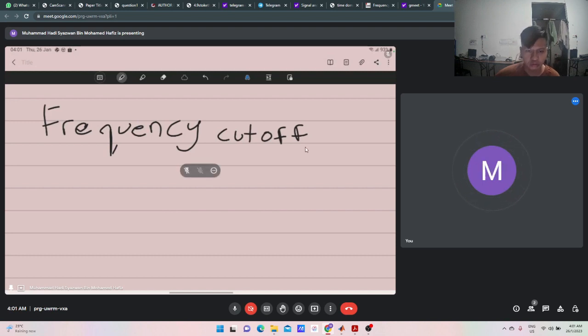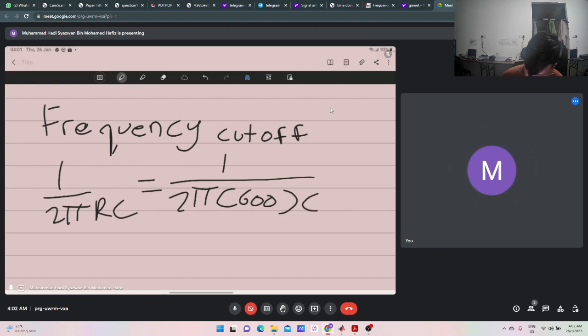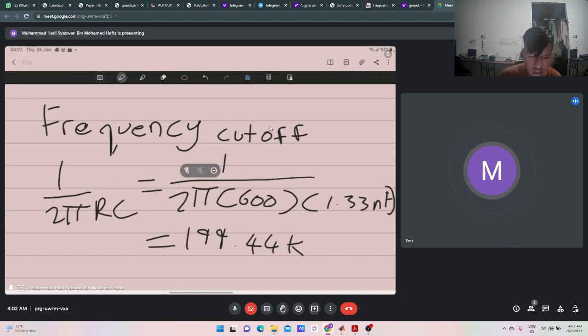I will be presenting my group 3 by doing the question 2 simulation using MATLAB. I will show how to obtain it by using the formula 1 over 2 pi RC. We know our R value is 600 ohms, and our C value is 1.33 nano. So we obtain a value of 199.44 kilohertz by using the cutoff frequency formula.